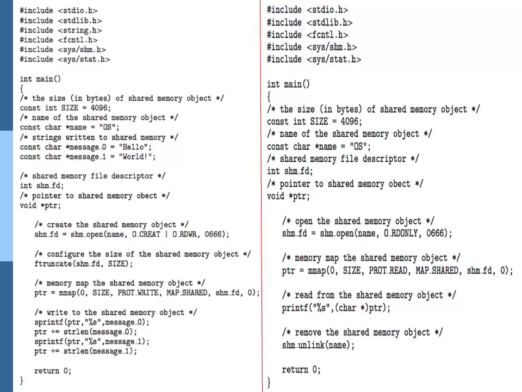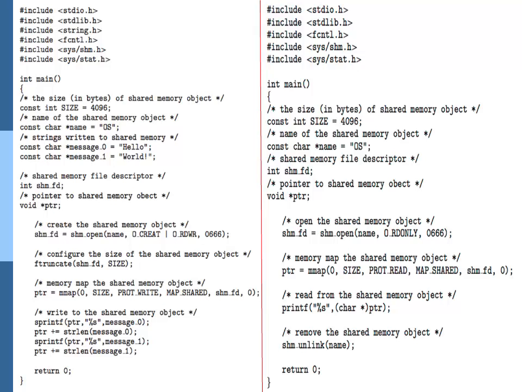Let's take a look at programs that use the producer-consumer model in implementing shared memory in a POSIX system. On the left side, the program is for the producer. On the right side, the program is for the consumer. Let's first take a look at the program on the left side, which is the producer. The producer establishes a shared memory object and writes to shared memory. First, we have a constant integer size, which is 4096. It will serve as the size in bytes of the shared memory object.